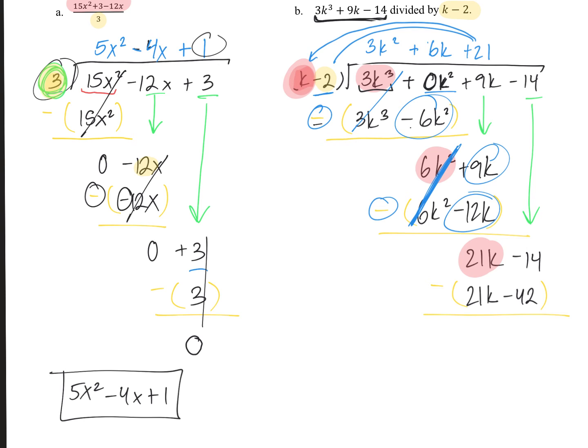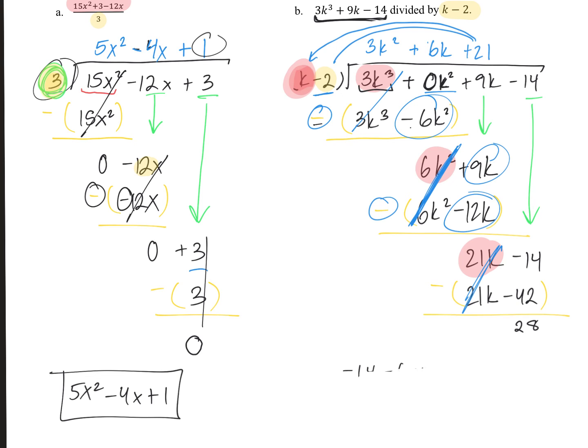So 21k minus 21k, those two are going to cancel, which it should happen because that's what we're aiming for. And then we have the negative 14 minus negative 42. That'd be negative 14 plus 42. And what would that be? So let's see. We have the 42 minus 14. Borrow, 3, 12 minus 4 is 8, and 3 minus 1 is 2. So 28. So my answer is 28. All right, that's my remainder.